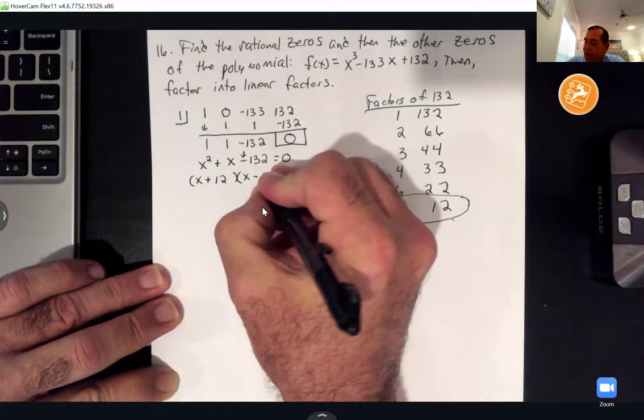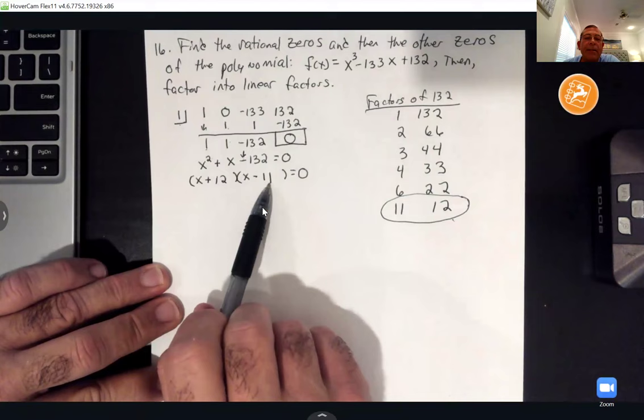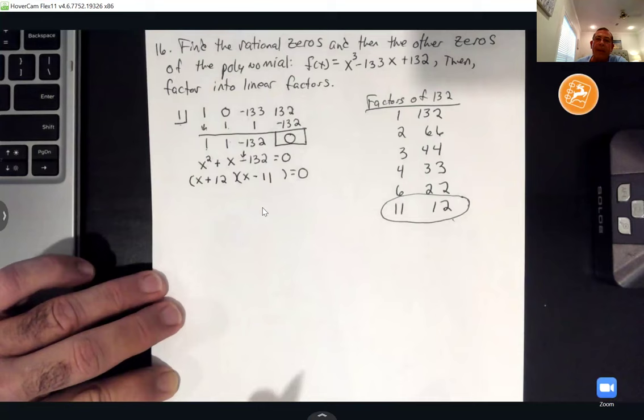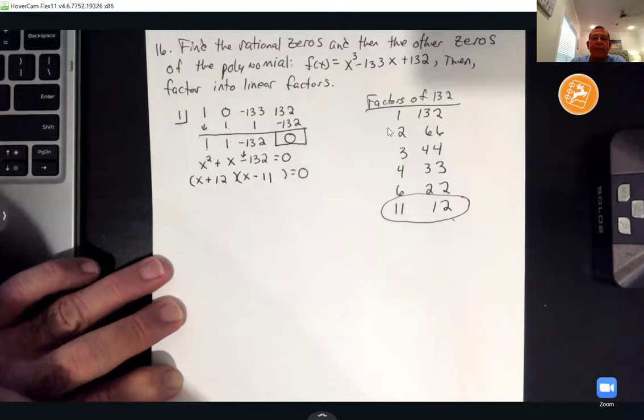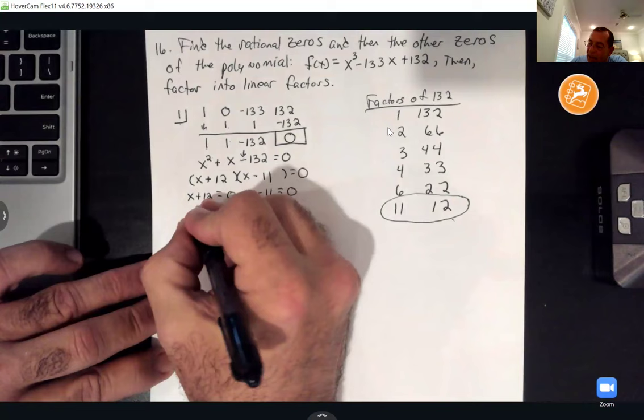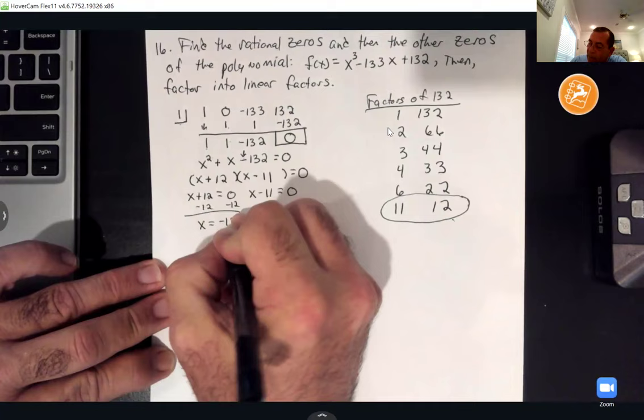So y'all look at this. 12 minus 11 equals 1, like the middle. 12 times negative 11 equals negative 132. Okay? So the last two zeros, I'm going to set each of the parentheses equal to 0 now. Solve them for x by subtracting 12 on the first one, and then adding 11 on the second one.